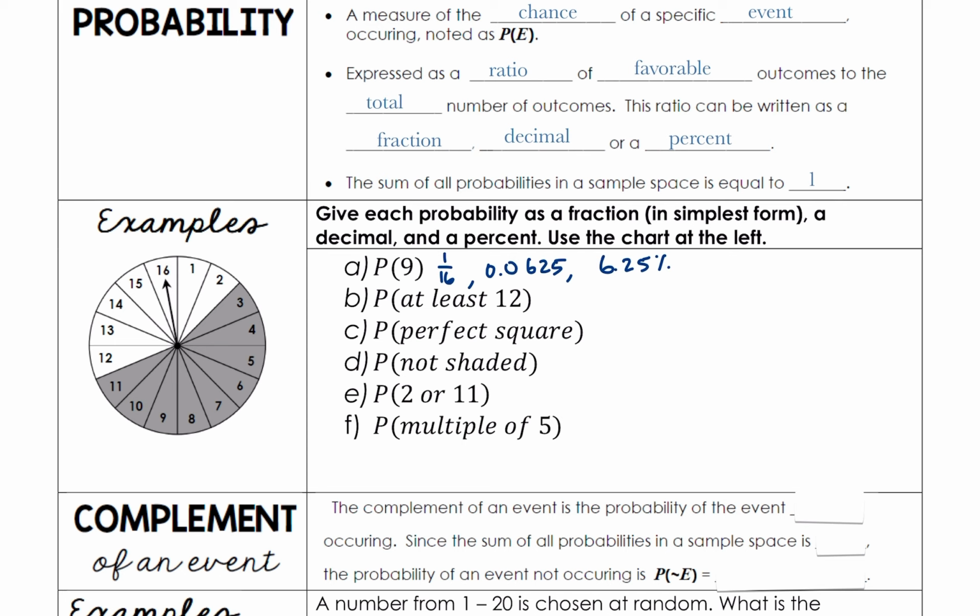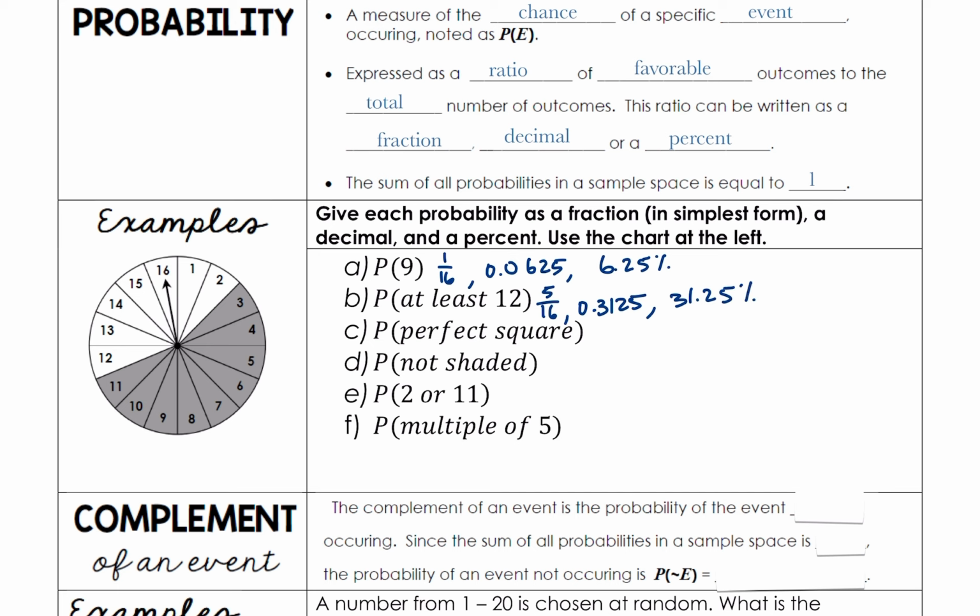Okay, now what is the probability of spinning at least a 12? So 12 counts as at least 12, and any number bigger than 12 also counts. So we've got 1, 2, 3, 4, 5 numbers that are at least 12. So 5 out of our 16 would be my probability. Or the decimal version would be 0.3125. And as a percentage, that would be 31.225%.